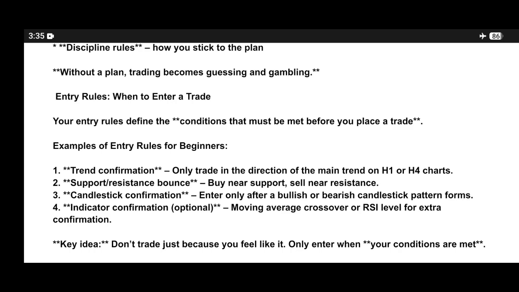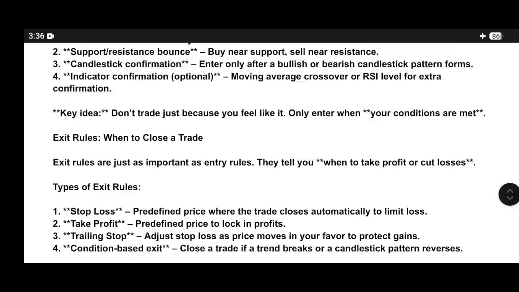Number 3 is candlestick confirmation. Enter only after a bullish or bearish candlestick pattern forms. Number 4 is indicator confirmation, which is optional. Moving average crosses or RSI level for extra confirmation. Are you getting me? Here is the key idea: don't trade just because you feel like it. Only trade when your conditions are met.